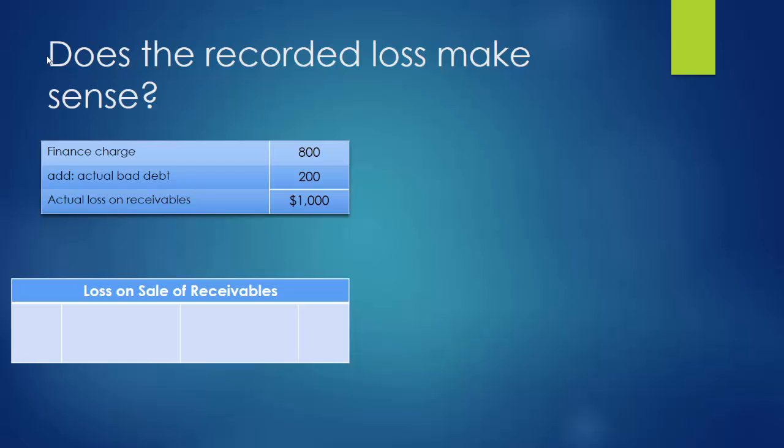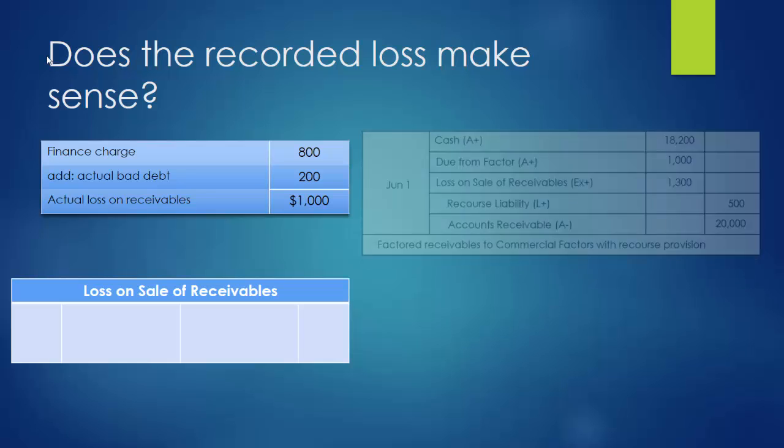Does this loss make sense? Is the first question you have to ask yourself. Well, what in total did Frank's end up taking out of us when we sold them these receivables? Well, they charged us $800 up front. We sold the receivables with recourse, which means we had to pay them for any amount of bad debt that was contained in there, and the actual amount of bad debt was $200, which means that's $1,000 that Frank's Factors took from Banjo Board Games on the sale of these receivables.